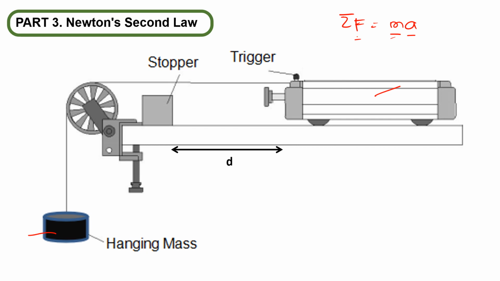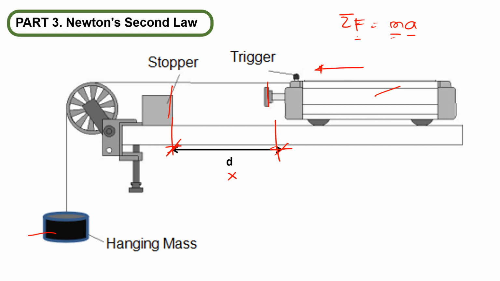So they are connected by a string, and then what we're going to do here is set a certain distance to the end point, to this block or this stopper, from this plunger to the stopper. So this is the distance, or x. We need to use a stopwatch to measure the time, from this point to that point, when we release the cart.